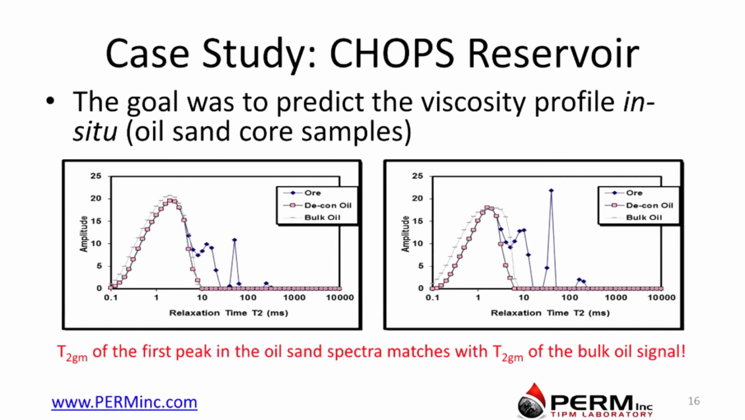And what we are calling deconvoluted oil is just our attempt to say, well, this is the first peak of the spectrum, and you can see how well it lines up with the signal of the extracted oil. So the conclusion is that the mean relaxation time of the first peak matches with the mean relaxation time of the bulk oil, or that the oil is so viscous that if we can take that first peak to be the signal of oil, we can now use that to get the T2GM of oil for our viscosity correlation.